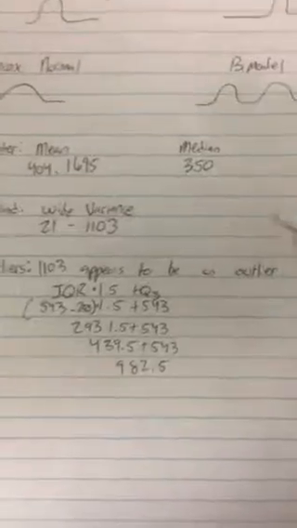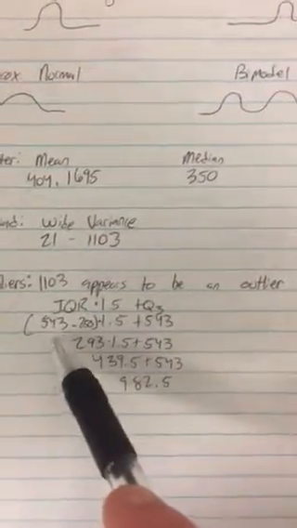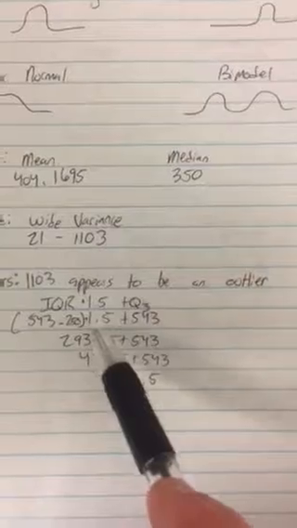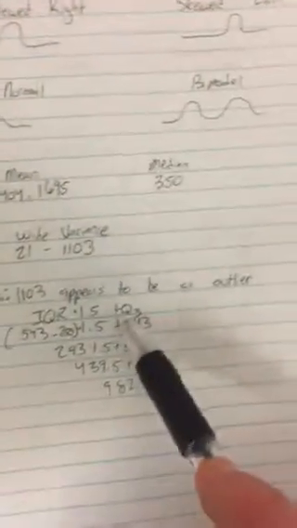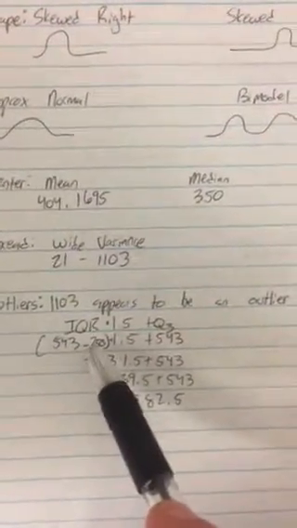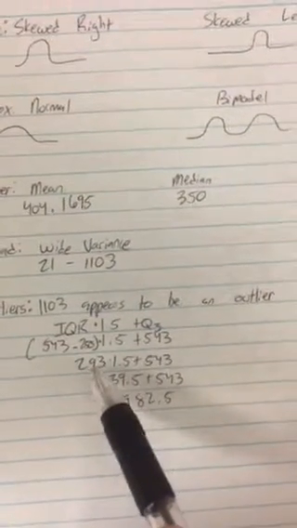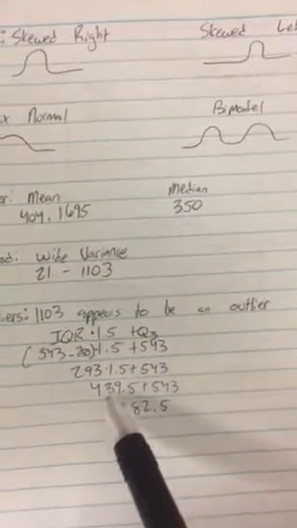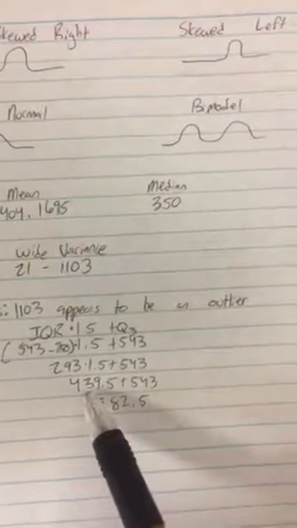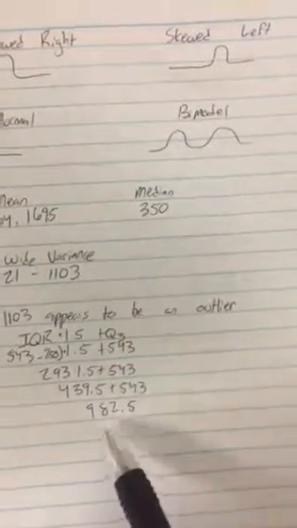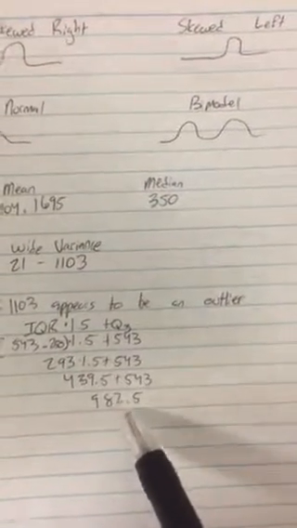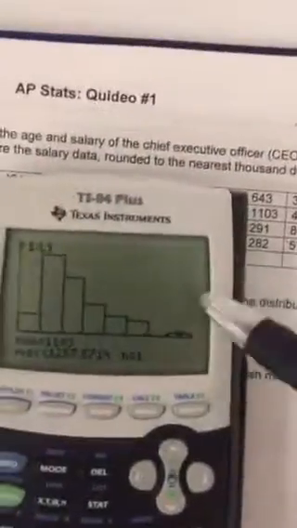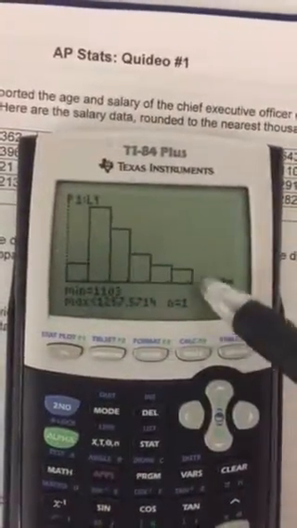You can always check by finding the IQR, which is Q3 minus Q1, times that by 1.5, and then adding Q3 to find the top outlier. So I did Q3 minus Q1, which gave me 293, times that by 1.5, which gave me 439.5, and then I added Q3, which gives me 982.5. So that shows that any number above that is an outlier. So indeed, 1,103 is definitely an outlier.